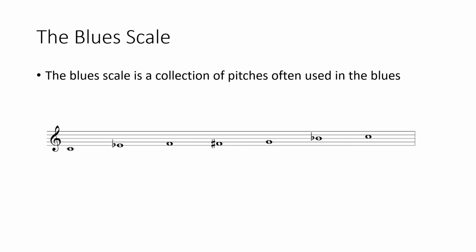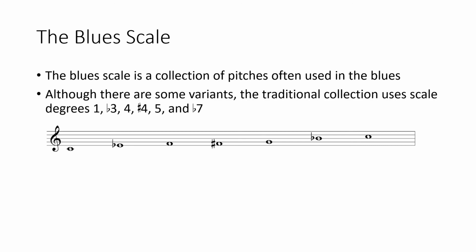The last scale that we're going to be looking at in this lesson is the blues scale. This is a collection of pitches that is often used by blues musicians in improvisation. There are some variants, but the traditional collection uses scale degrees 1, flat 3, 4, sharp 4, 5, and flat 7. So those are pitches that a blues musician might select from.